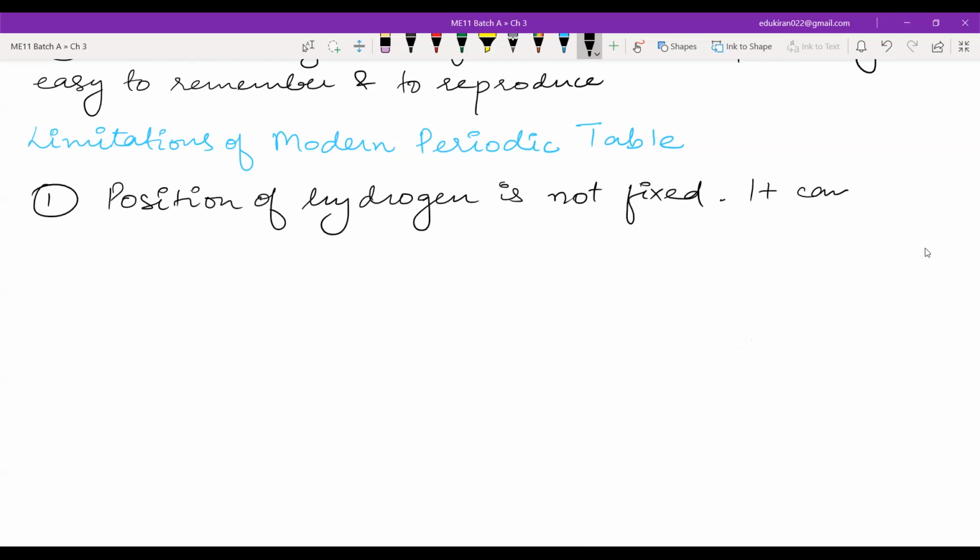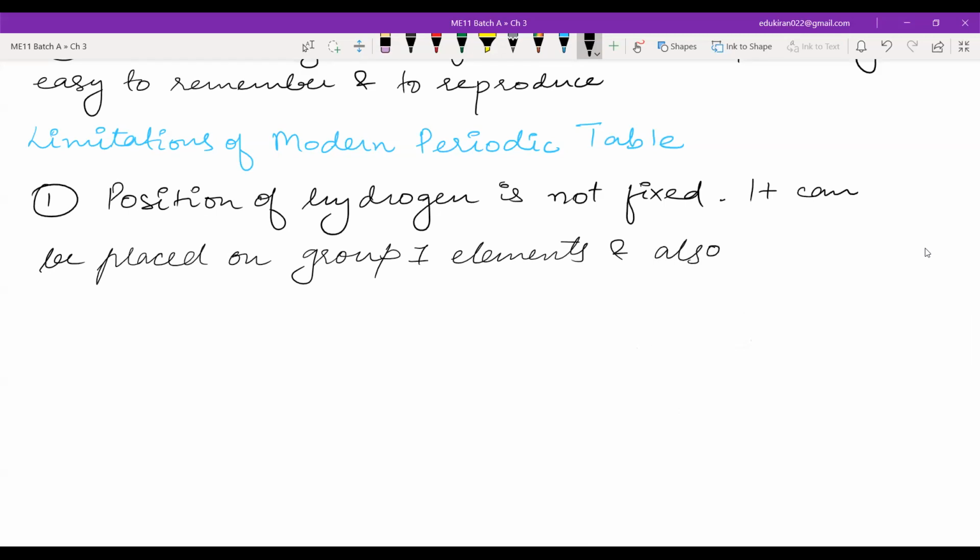It can be placed on group 1 elements and also above group 17 elements. Okay, that is why the position of hydrogen is not fixed.